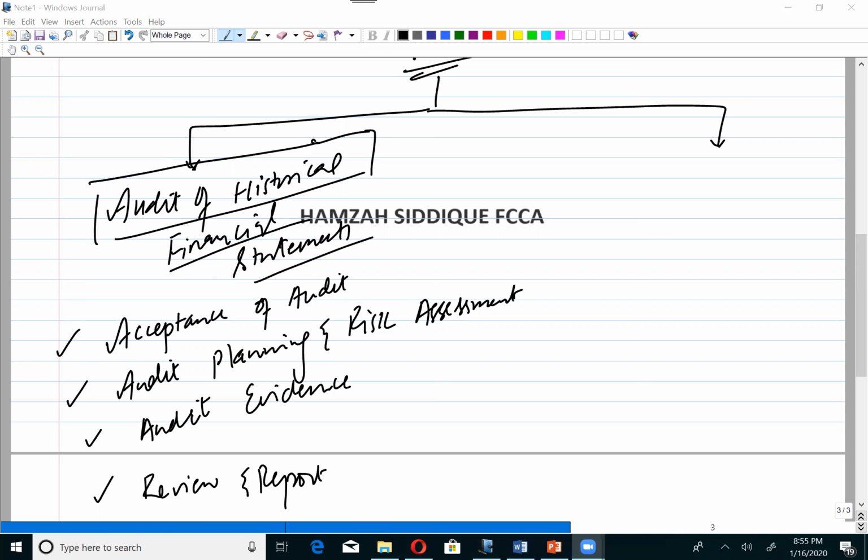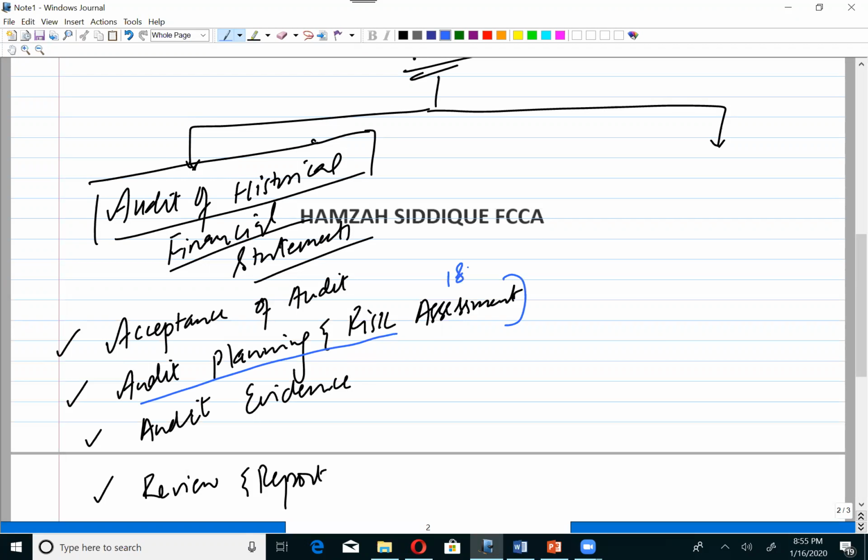Okay, students, audit of historical financial statements. You have studied this area enough, but we will study it from scratch here. Remember, this area is very important. Audit planning and risk assessment is normally tested for 18 to 24 marks in every exam, in Question number one. Audit evidence can be tested anywhere in your paper, in any of the three parts.